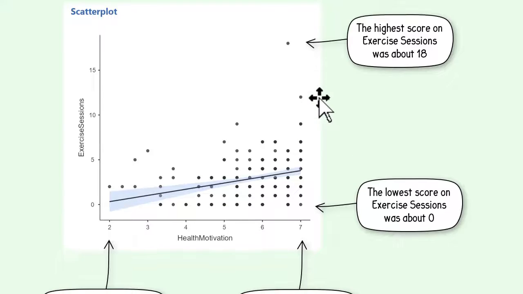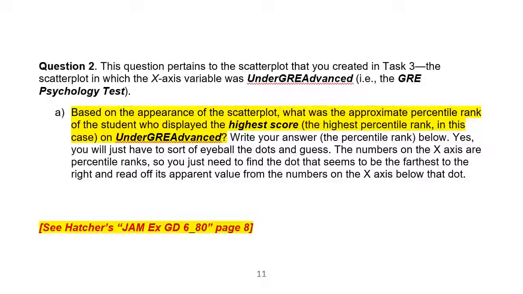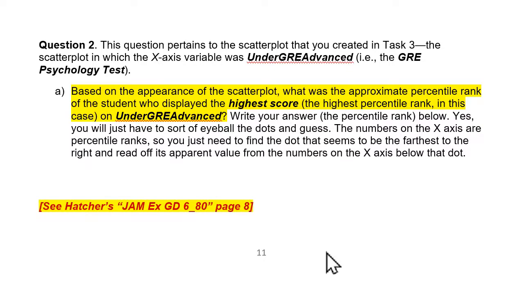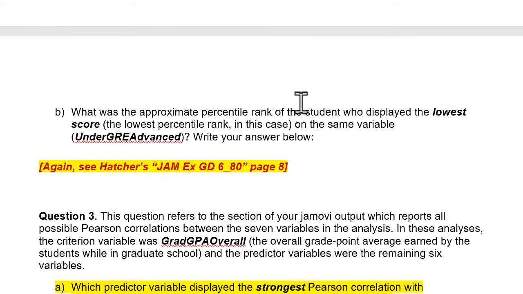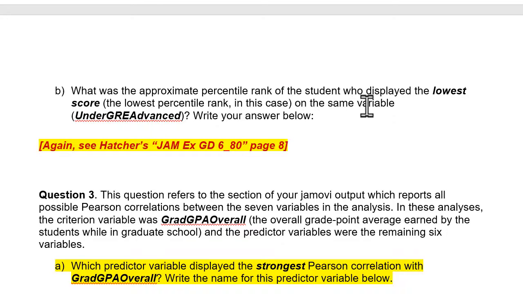And that was all on page 8 of your Jamovi Guide. Going back to our exercise, the exercise that you're completing. This is where we were, page 11. Based on the appearance of the scatter plot, what was the approximate percentile rank of the student that displayed the highest score on undergraduate GRE advanced? If you go to page 12, it asks, what was the approximate percentile rank of the student that displayed the lowest score on undergraduate GRE advanced? Again, that's what I just explained from page 8 of your Jamovi Guide.